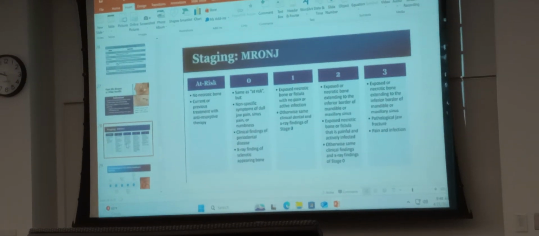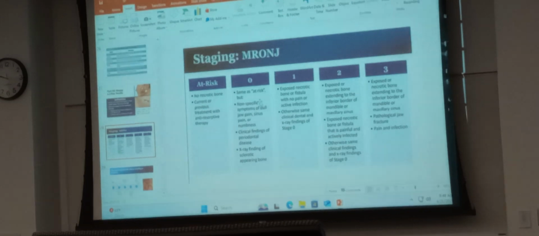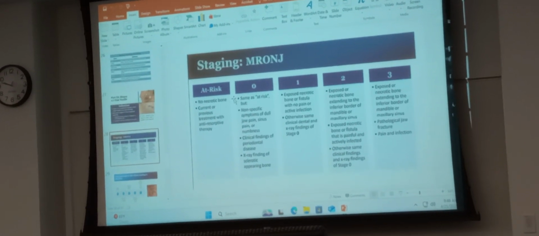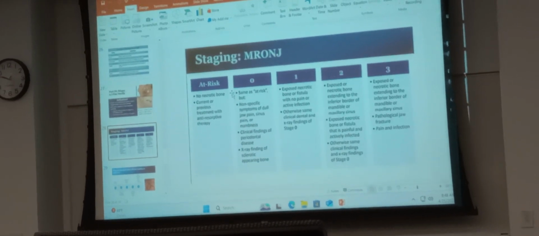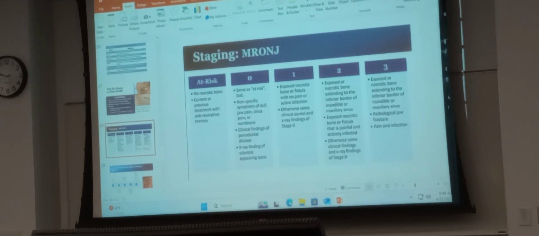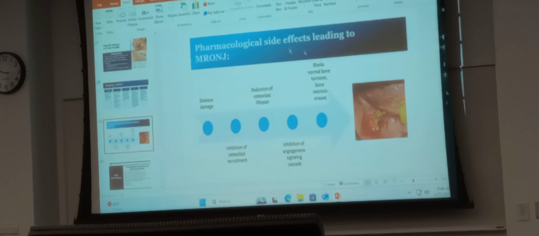So MRONJ staging, if I'm just going to have a definition, like if someone's at risk, they have these things in here, and the answer is going to be, is it stage 0, 1, 2, or 3? I mean, you just need to know these definitions. And again, hopefully, if the students aren't here, this is just straight from the study guide. Just know these definitions.